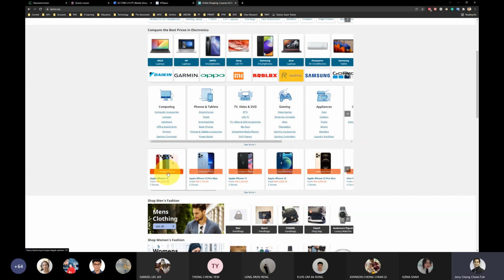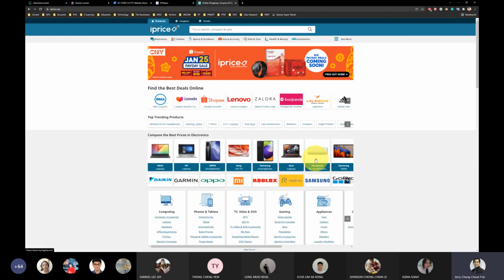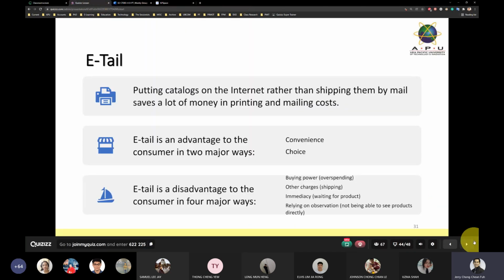As you can see here, it compares prices of the iPhone 13 across 3 different stores, and the 13 Pro Max across 2 stores, and it helps you make a better decision. Obviously, in return, when it comes to advertising and those business models, these are the platforms that rely mostly on those. Yeah.